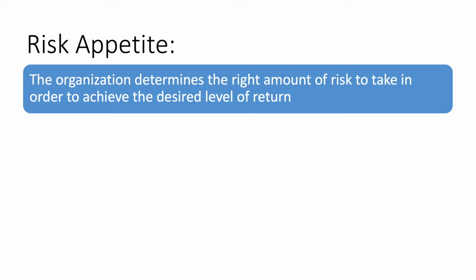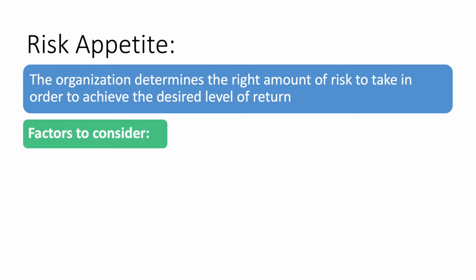The organization determines the right amount of risk to take in order to achieve the desired level of return. If I have to take, suppose, $1,000 weekly, then I have to take this much risk. Suppose I have to take probably 20% risk. That 20% is my risk appetite.